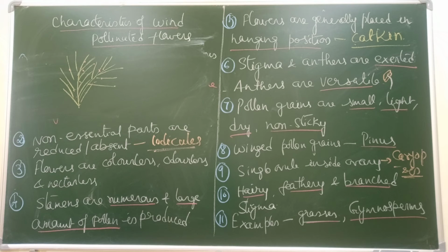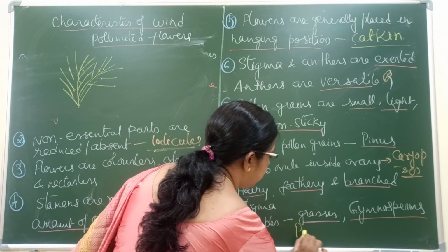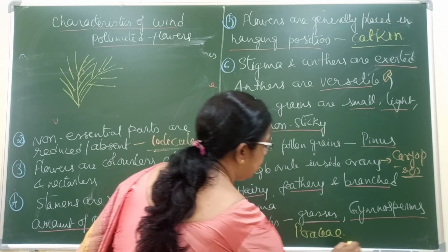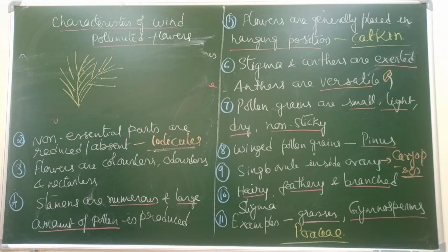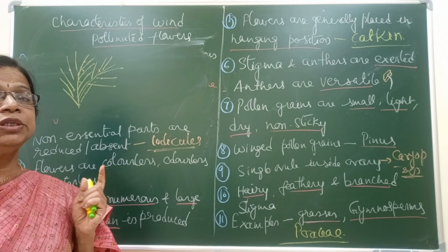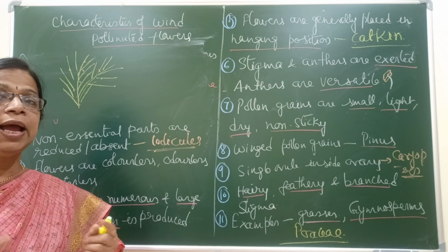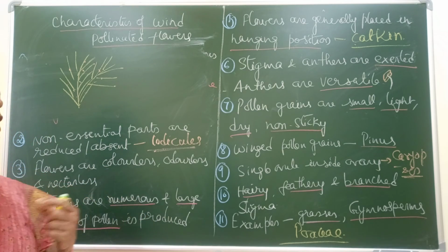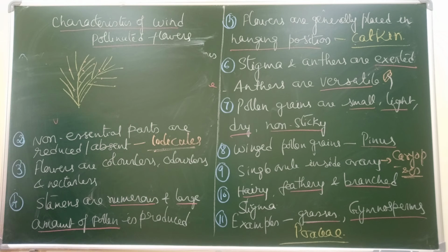Then lastly, examples. It is mostly found in grasses. Grasses belong to the family Poaceae, like all the cereals and all members of Poaceae. And then gymnosperms, they show wind pollination only. Another important feature is that these plants must grow in open places. They generally have spike inflorescence and they grow in open places so that they can collect a large amount of pollen.